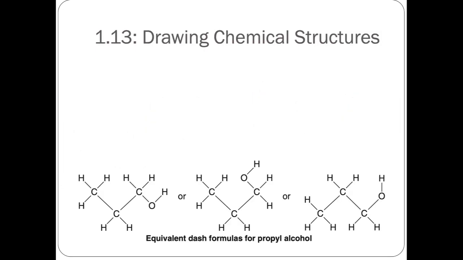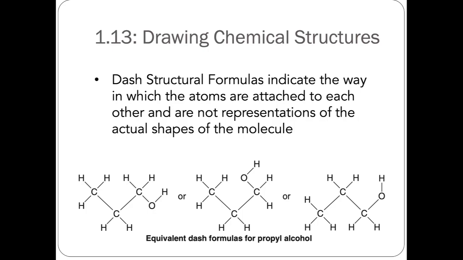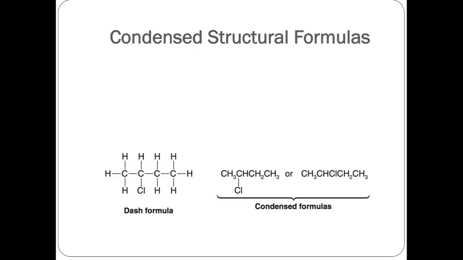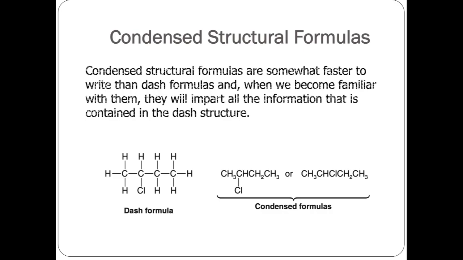Drawing chemical structures. Structural formulas indicate the way in which the atoms are attached to each other, and are not representations of the actual shapes of the molecule. Condensed structural formulas are somewhat faster to write than full formulas and, when we become familiar with them, they will impart all the information that is contained in the structure.